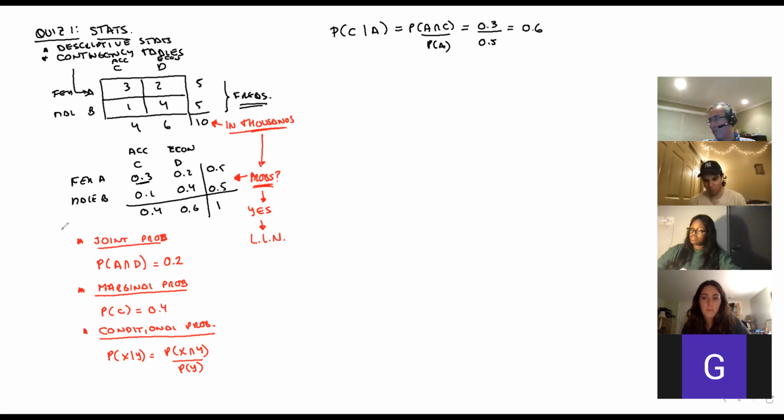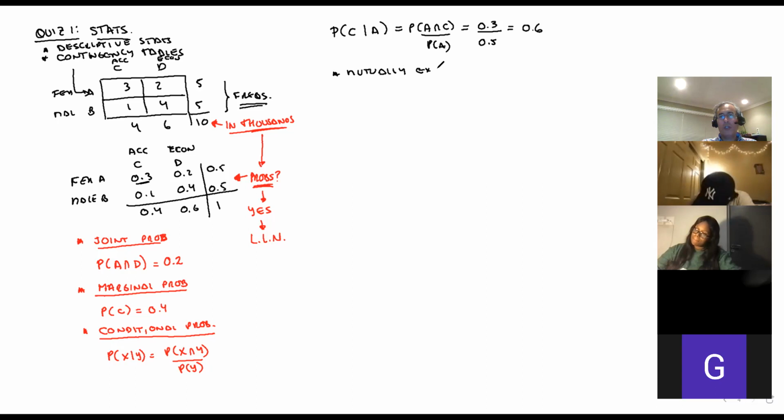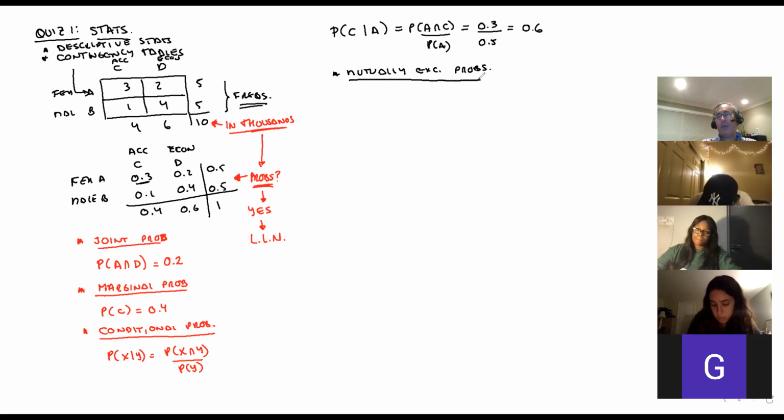Okay, now what you need to know, guys, is mutually exclusive events, another concept that you need to know, not even probabilities. So basically this implies that something happens and the other thing cannot happen. Got it? And here goes the following formula. Do you remember this one here? What is the probability that I find a female, or an economist?